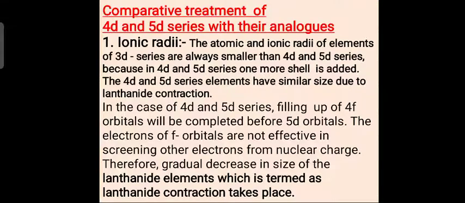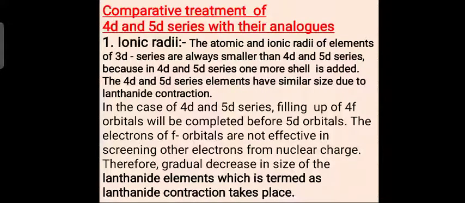First point is ionic radii. The atomic and ionic radii of elements of the 3d series are always smaller than the 4d and 5d series. What is the reason for that? Because in the 4d and 5d series one more shell is added. The 4d and 5d series are found below the 3d series, so the n value, the principal quantum number, increases as you move down. So the atomic and ionic radii of the 4d and 5d series are greater compared to the 3d series.